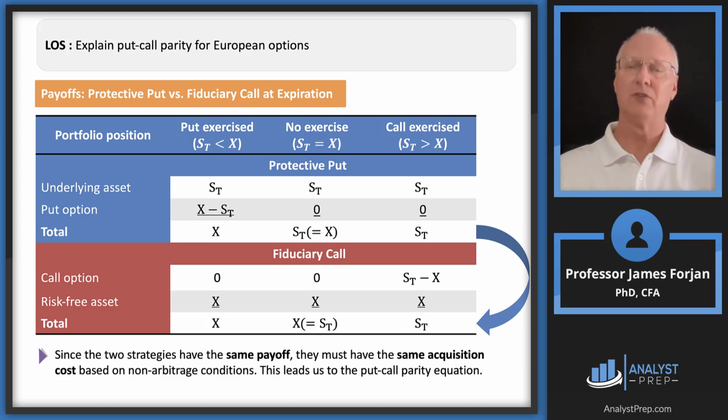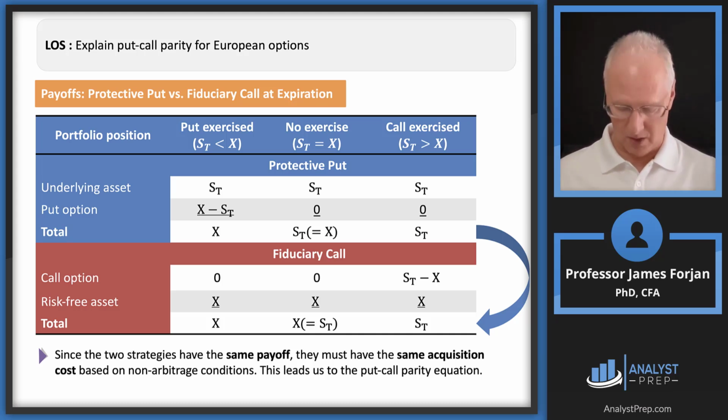All right, you ready for this? So let's skip down to the red box. Now we own the fiduciary call, so we own the call option, and we own the risk-free bond. So if the stock price is lower than the exercise price, the call is 0. Even at the money, it's 0. But if the stock price is greater than the exercise price, then the call has value, and it's going to be S sub t minus X.